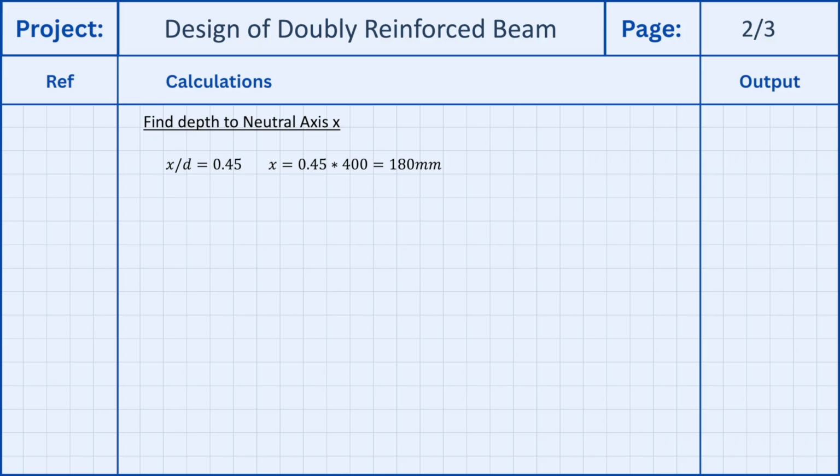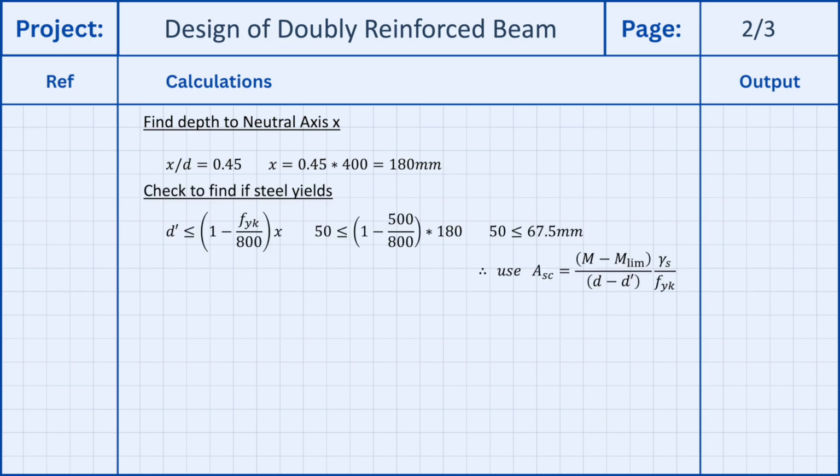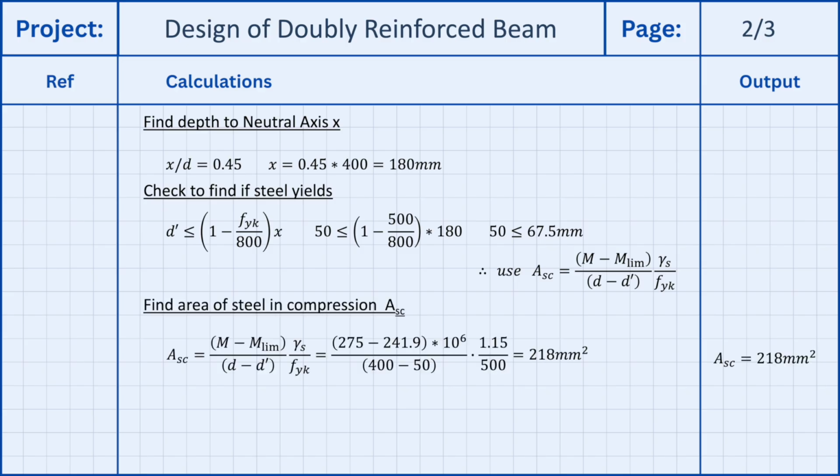We can now find the depth to the neutral axis. The limit value for the depth of the neutral axis is 0.45 times the effective depth of the section, which equals, in our case, 180 millimeters. Next, we can check whether the top steel yields using the following inequality. Since d' equals 50 millimeters and is smaller than 67.5 millimeters, the top steel will have yielded. Therefore, we can use the formula on the slide to find the area of the top steel, and using that formula we get 218 square millimeters.